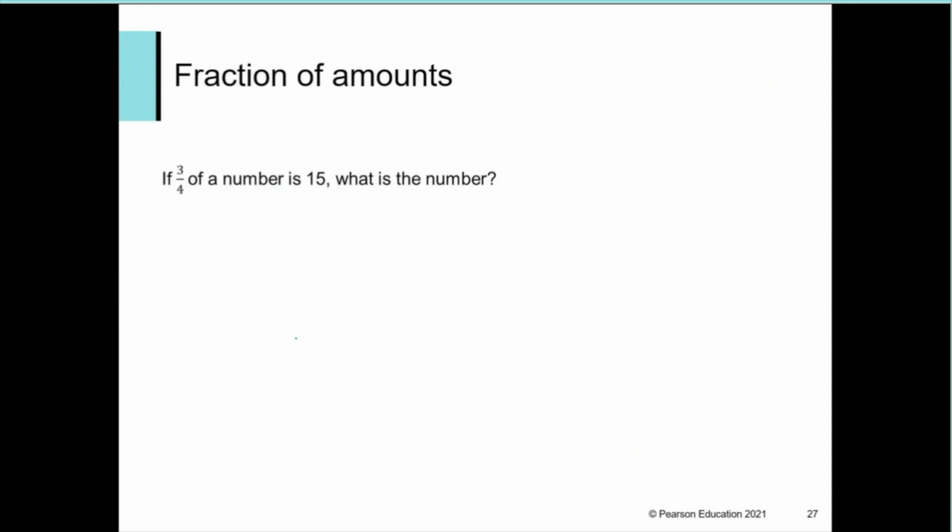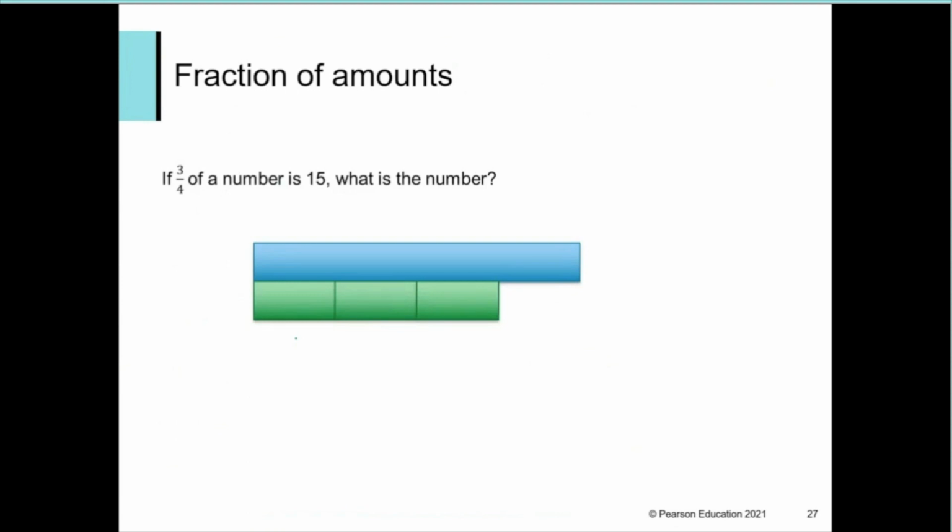So if 3/4 of a number is 15, what would that be? You'd have the 3/4 there is 15. Again, it's just all that same principle. You've got a total. What are you going to do with that total? I'm going to do 15 divided by 3. That tells me what each bar's worth. Then I can apply that to the question.